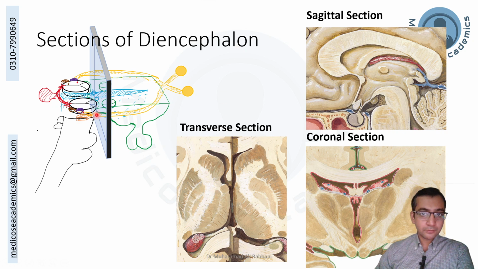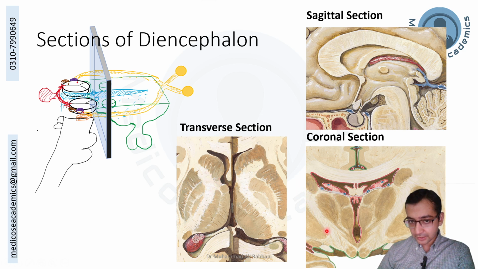Between them there is third ventricle. On the upper end there will be tela choroidea and choroid plexus and the fornix. Above it you will see choroid plexus and fornix. Above that corpus callosum with septum pellucidum intervening. Below the thalamus, this area, this is the hypothalamus. Below it there will be mammillary bodies right here.